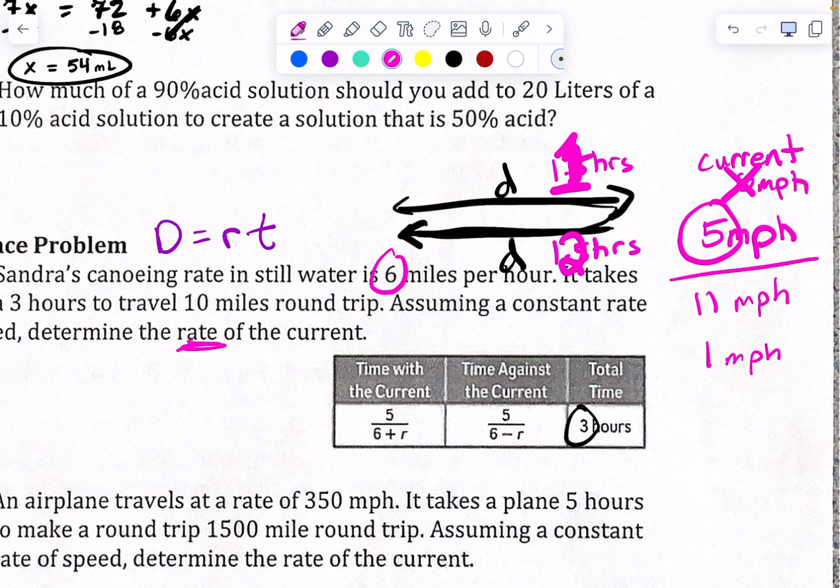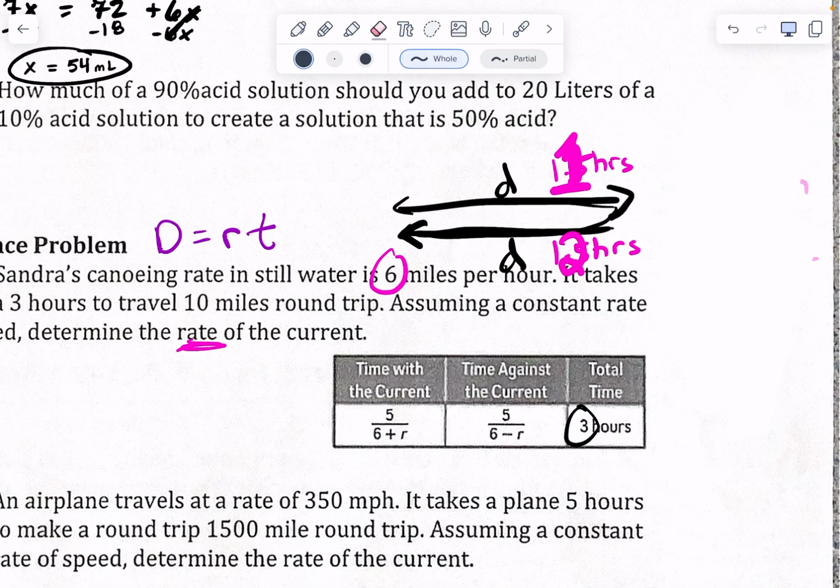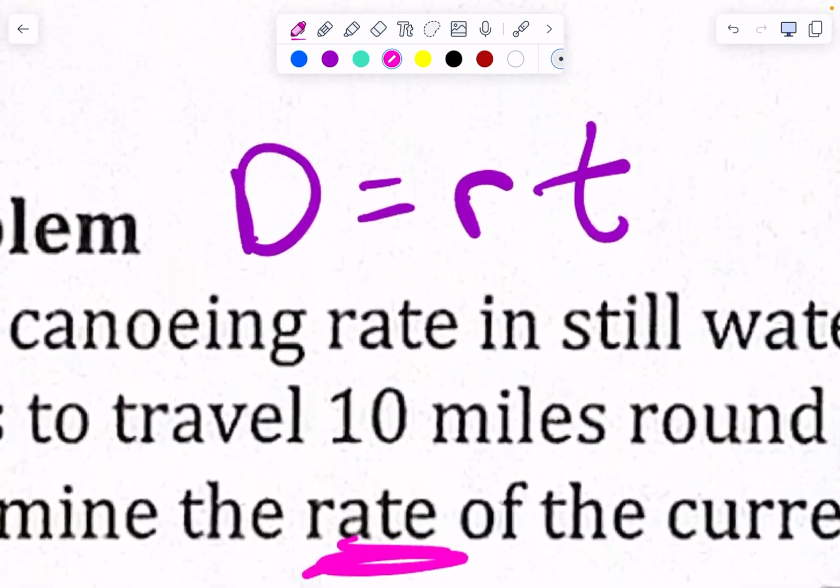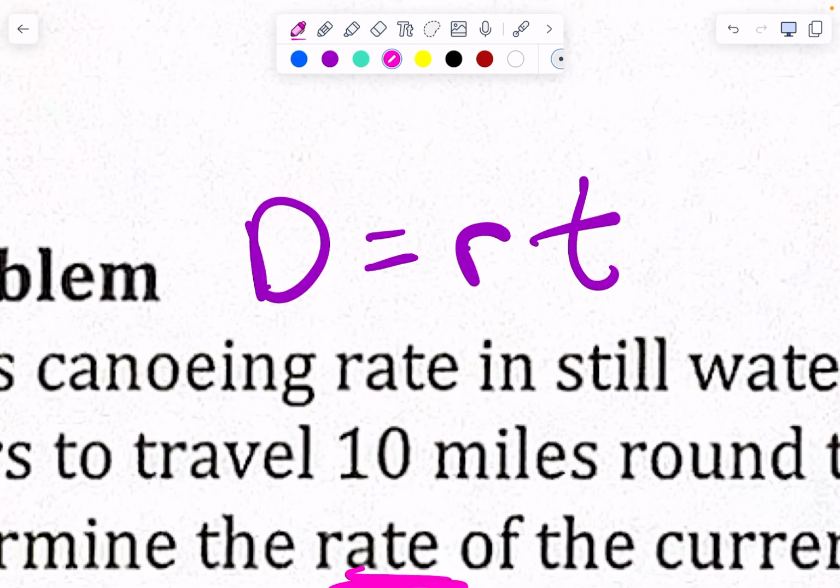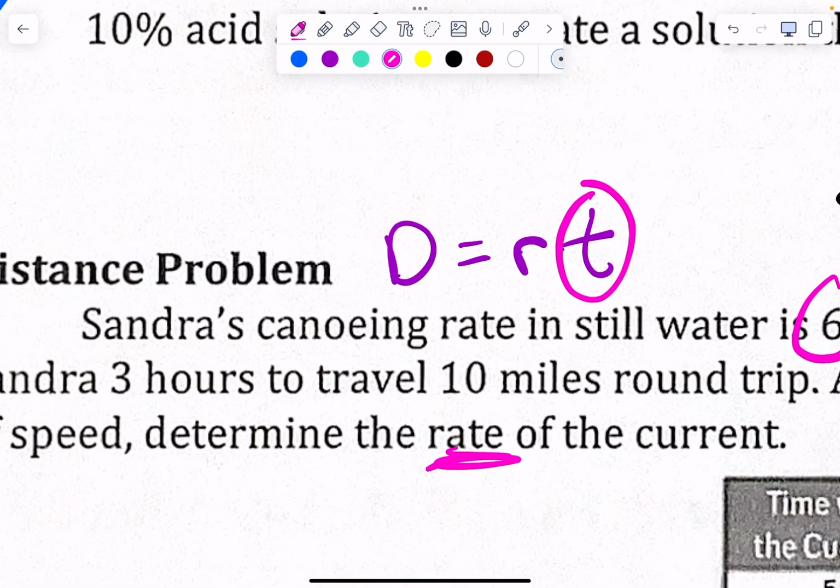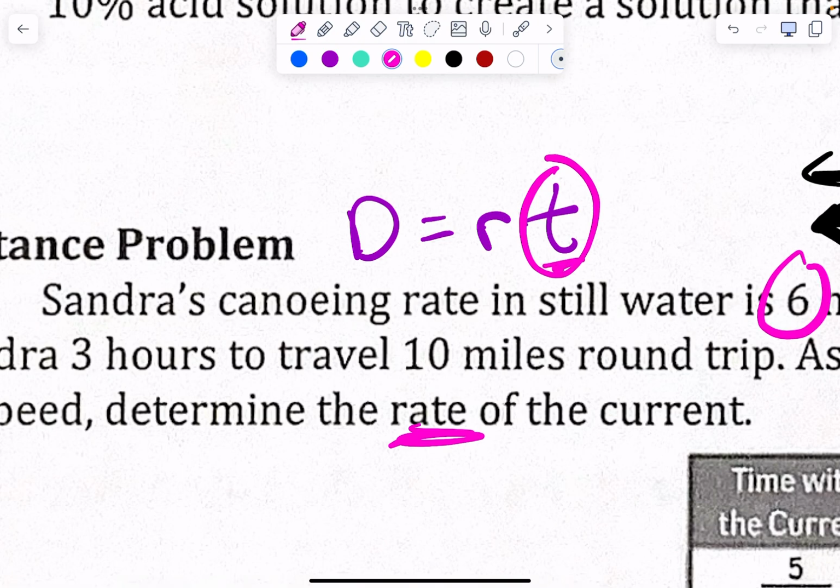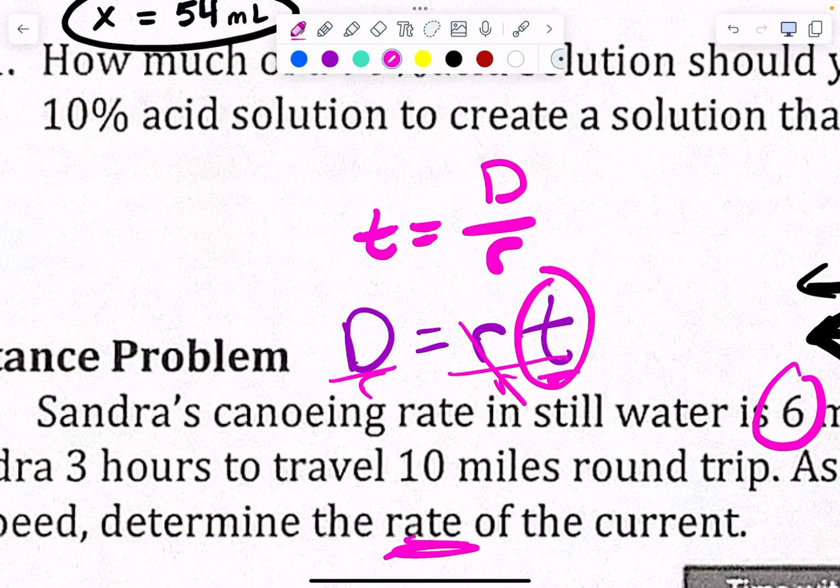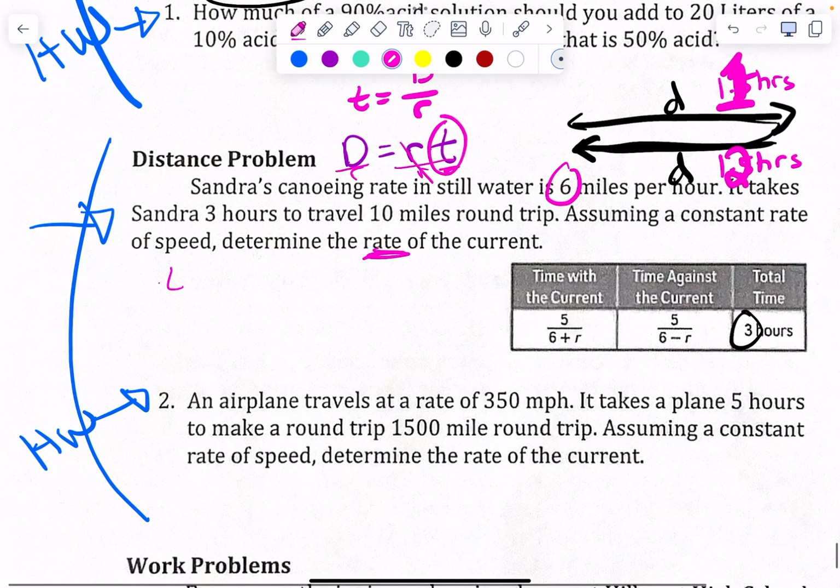Okay, here we go. Let's set this up, all right? So the deal here is, we're talking about time, okay? The only thing that I know, really, is the time that it takes going and coming back, okay? Now, if I solve for time, are you guys watching? If I solve for time, I can get rid of the rate by dividing by the rate. Time is equal to distance divided by rate. Yes? Okay. So the time going plus the time coming back is equal to 3 hours.